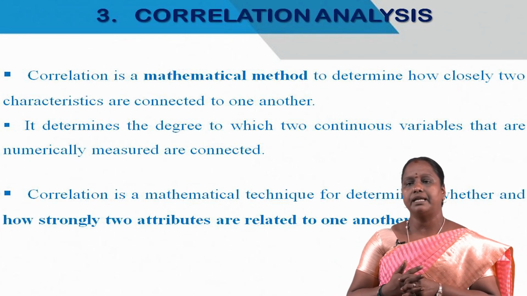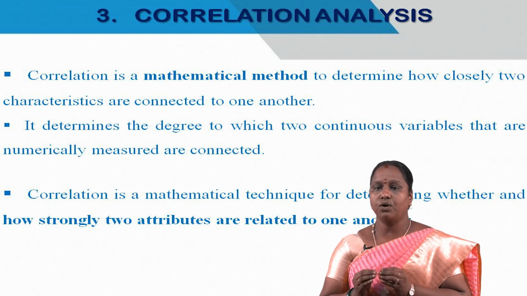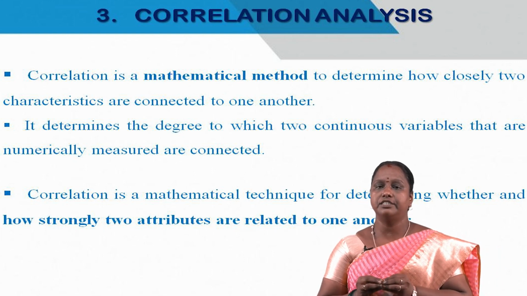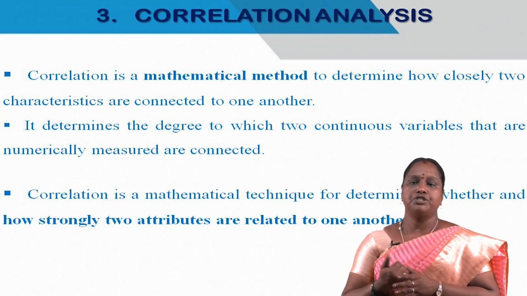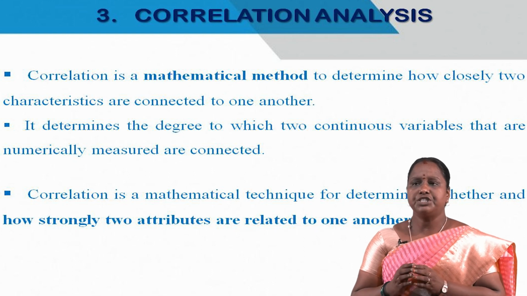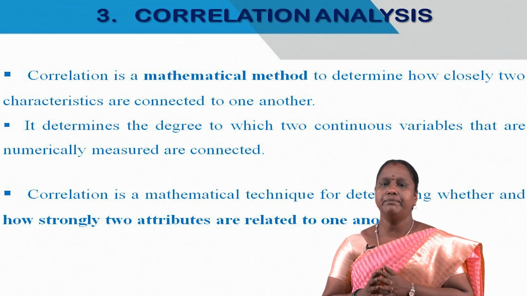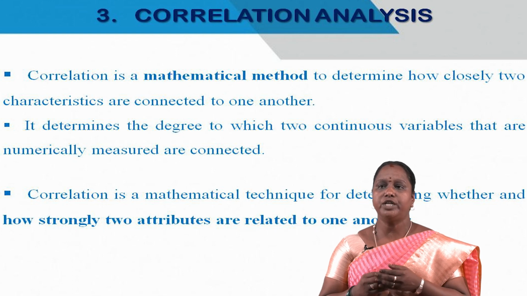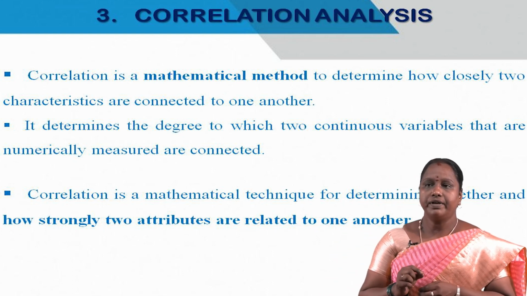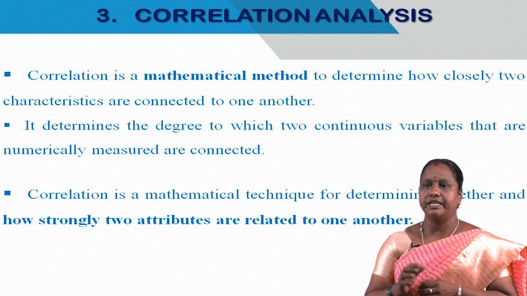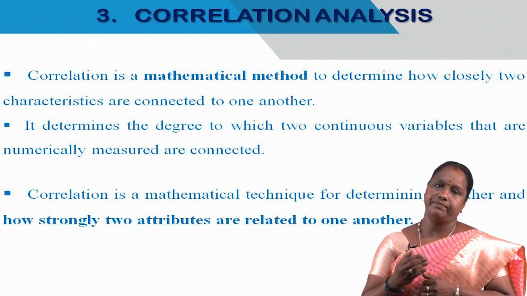Correlation is a mathematical method to determine how closely two characteristics are connected to one another. It determines the degree to which two continuous variables that are numerically measured are connected. Correlation is a mathematical technique for determining whether and how strongly two attributes are related to one another. It determines how well two numerically measured continuous variables are linked, for example, height and weight.